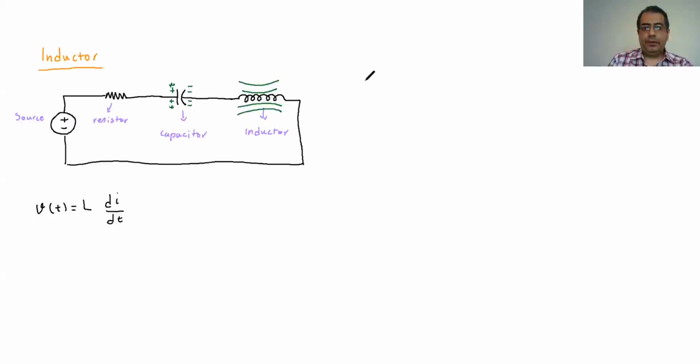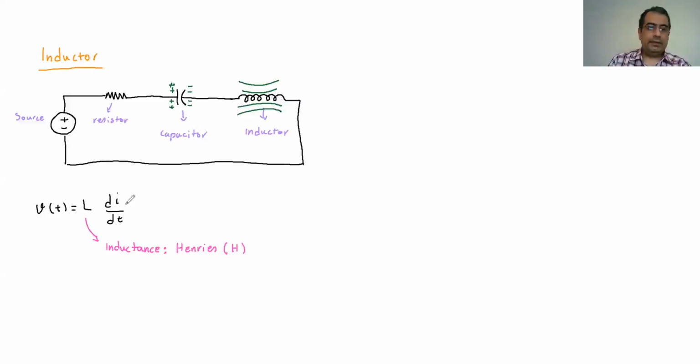So as you can see here, first of all, L is the inductance, and the unit of that is henries, and they usually show it with H.